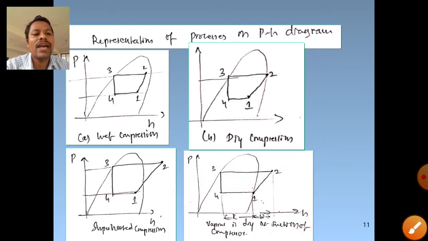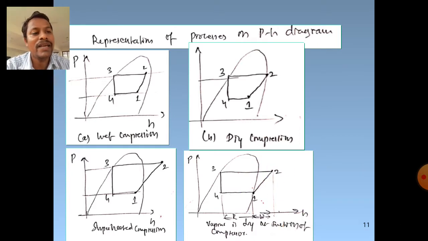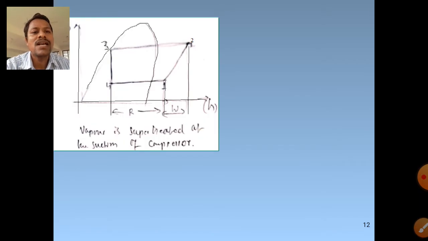Then again we have one more case, that is the vapor is dry at the inlet of the compressor, at the suction point of the compressor, the refrigerant vapor is dry saturated. Dry saturated means state 1 is to be marked on the saturated vapor line. Then if the inlet is dry to the compressor, the outlet will certainly be superheated, so state 2 is marked in the superheated vapor zone.